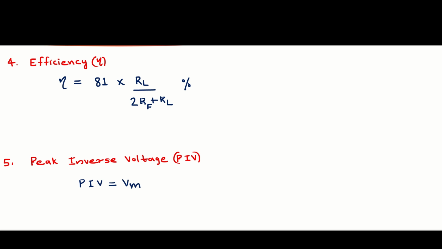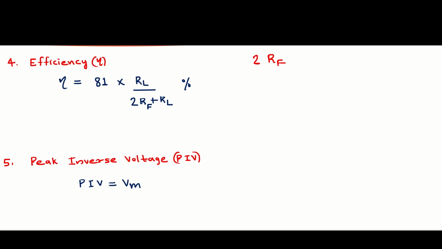The presence of 2RF is because in a bridge rectifier, at a time two diodes are conducting. When omega t is from 0 to pi, D1 and D3 are conducting, and when omega t is from pi to 2 pi, D2 and D4 are conducting. That means at any interval of time there are two diodes conducting.